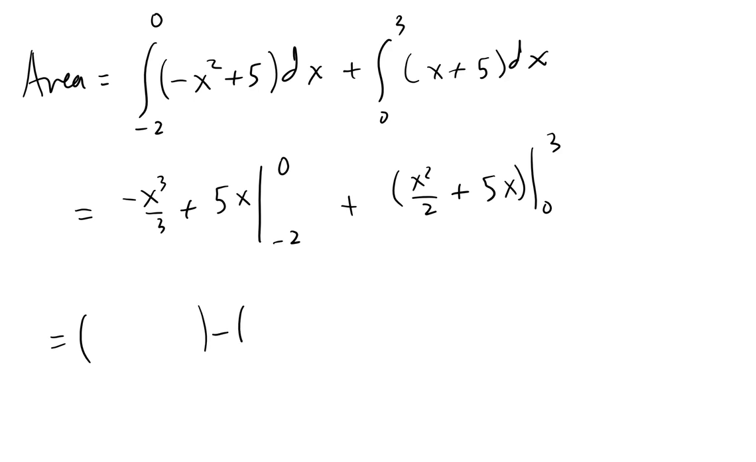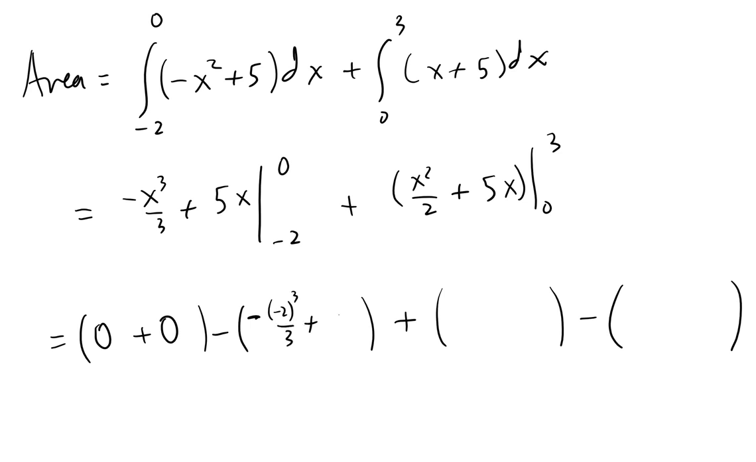Open 2 parentheses for the first one plus 2 parentheses for the next one. This way the negative sign doesn't bother us. If you substitute the 0 in, you're going to get 0 plus 0. There's a negative there: -(-2) to the third over 3 plus 5 times -2. So remember, we substitute the top one first, always. Same thing with this one. Plug the 3 in, then the 0.